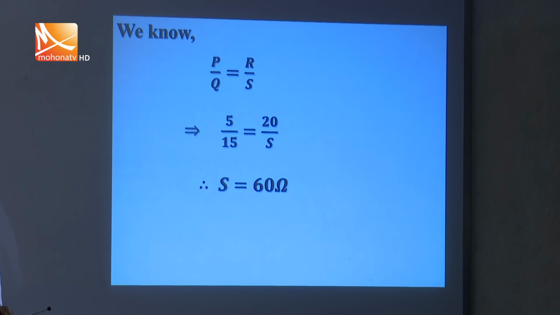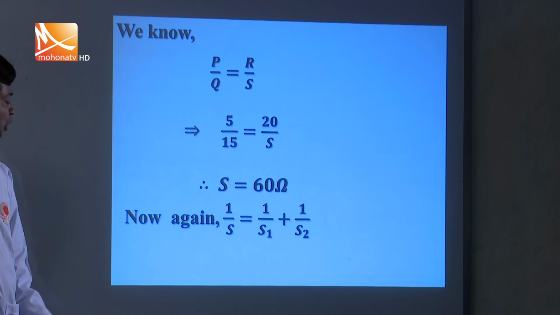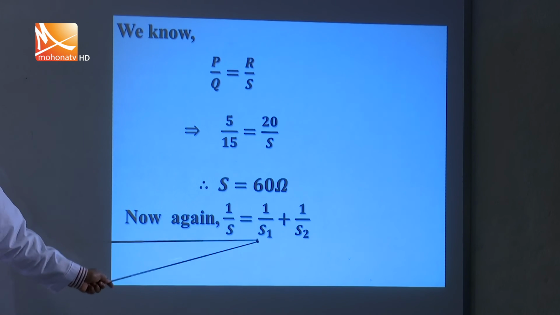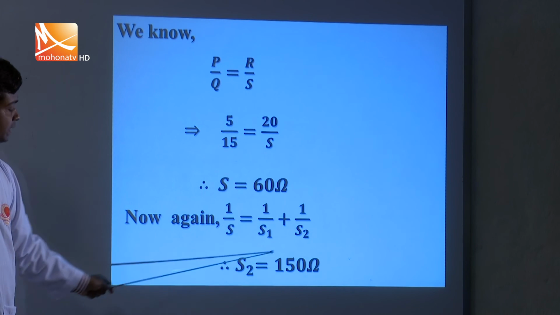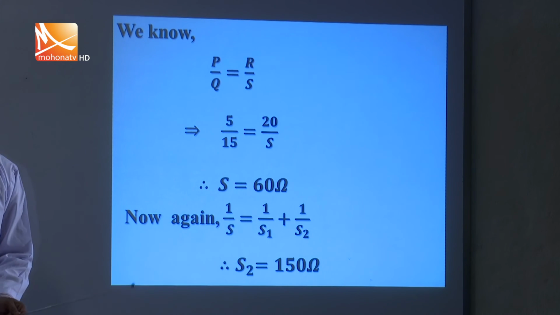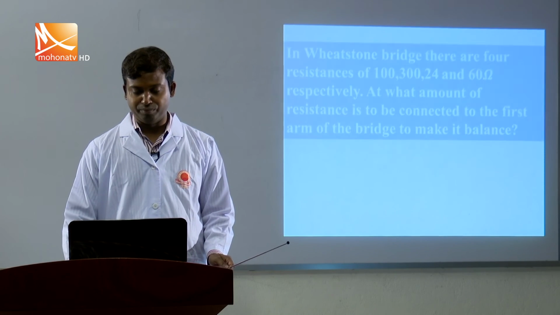So, you have to arrange something with the parallel combination, then 1 by S equals 1 by S1 plus 1 by S2. Putting the values of S and S1, you will get S2 equals 150 ohm. That means, in this case, you have to connect a 150 ohm resistance in parallel combination to make it balance. Now, another problem for you.